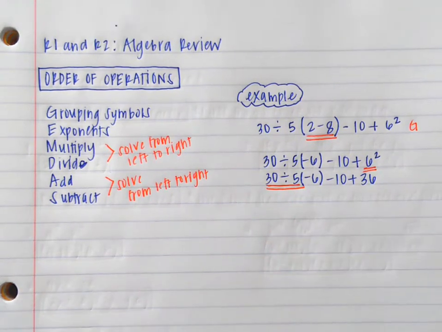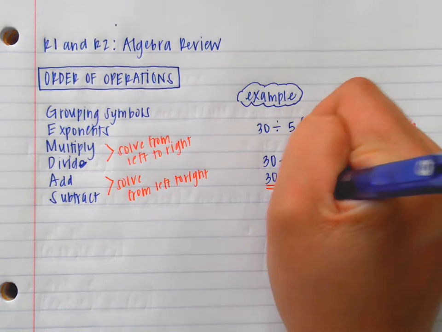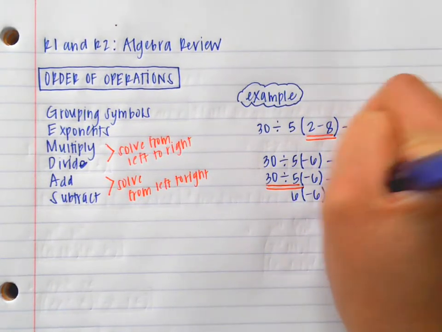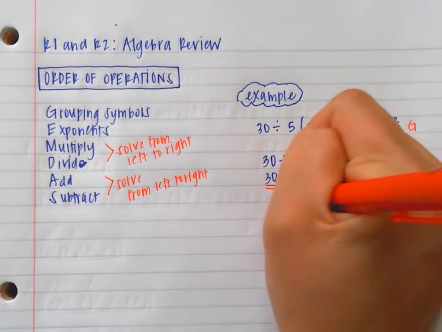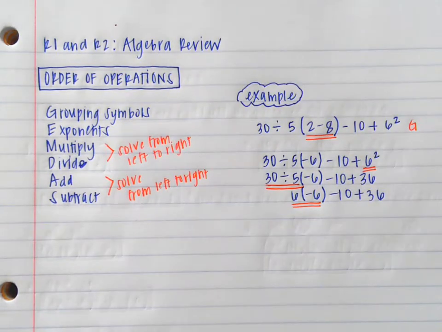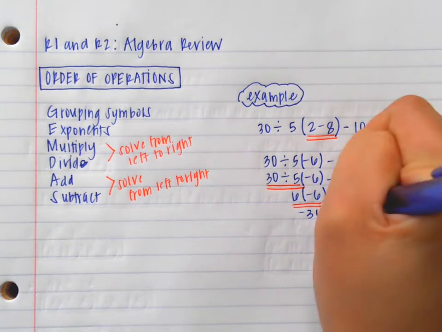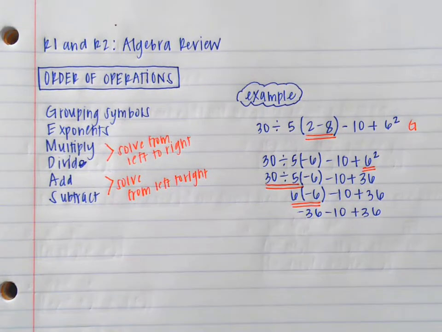So 30 divided by 5 is 6. And then we're going to multiply by negative 6. And now I can actually multiply those two together. So 6 times negative 6 is negative 36 minus 10 plus 36. And then I can just put that whole thing in my calculator.